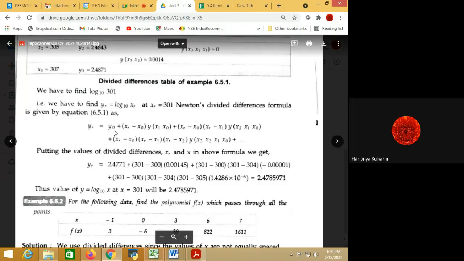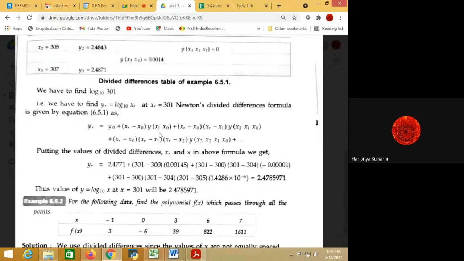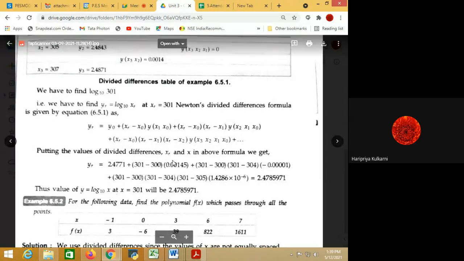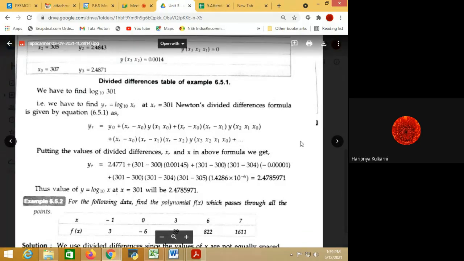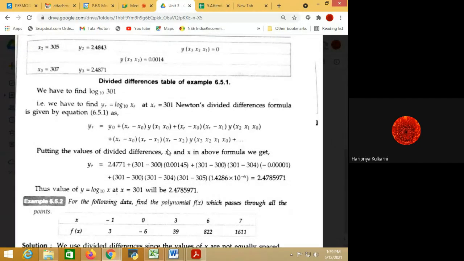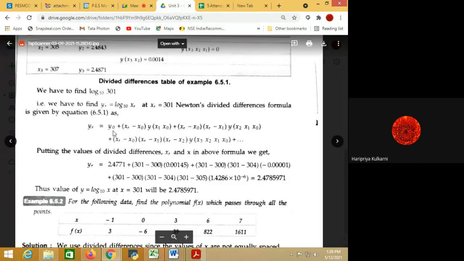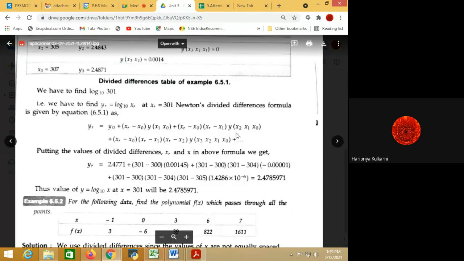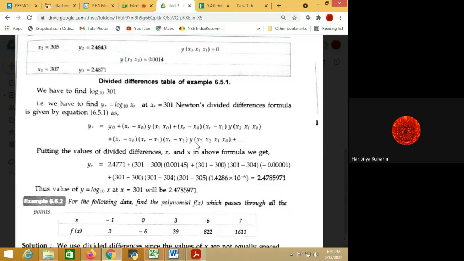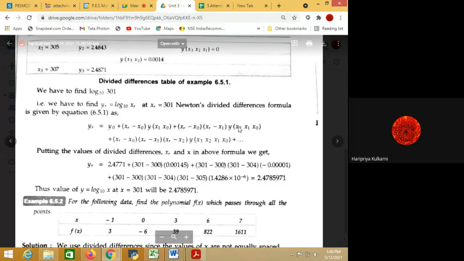So it is y0. Just now we have seen the formula, y0 plus xr minus x0, y of x1 x0 plus xr minus x0, xr minus x1, y of x2 x1 x0 plus xr minus x0, xr minus x1, xr minus x2, y of 4 variables, plus going on. Okay, depending upon the number of data points. So our formula will stop here, because we have up to this only. So I'll substitute all the values. Y0 you are knowing, 2.4771 is given, XR given, X0 given, y of x1 x0 we have calculated, y of x2 x1 x0 we have calculated, and this term also we have calculated. The rest is all given in the table.